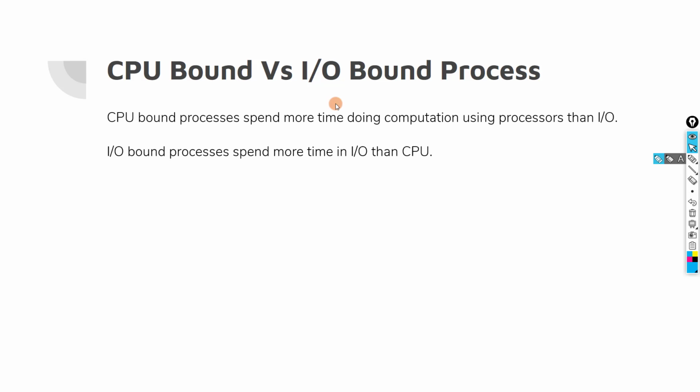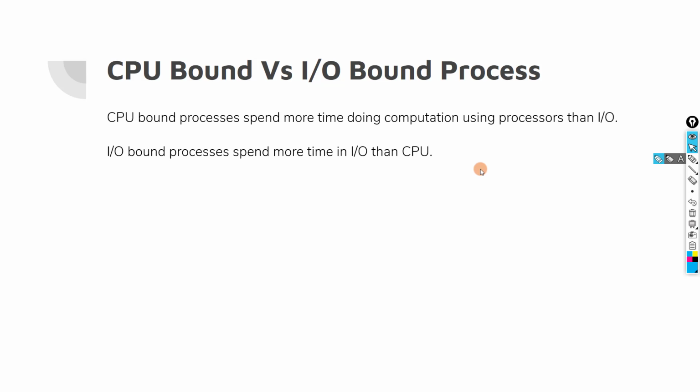The processes are actually mainly of two kinds. Some processes are CPU bound and some processes are IO bound. So what does it mean? CPU bound processes spend more time doing computation using processors than input output, and on the other hand IO bound processes spend more time in input output than doing computation in the CPU. So what does it mean?